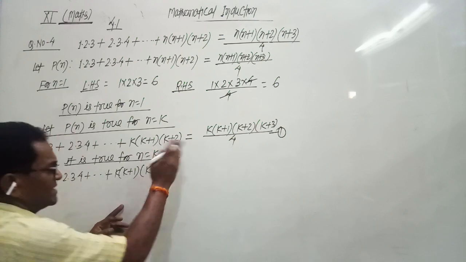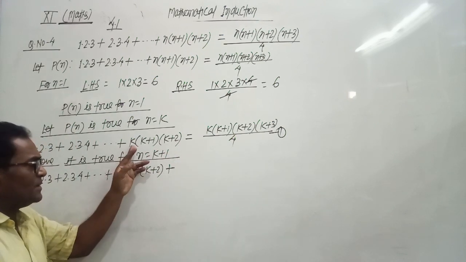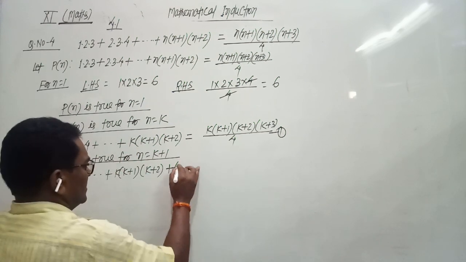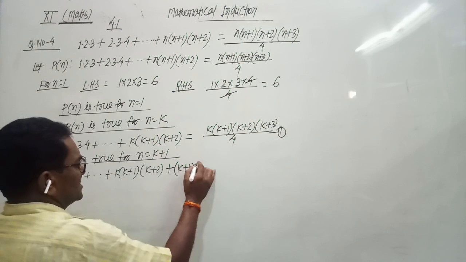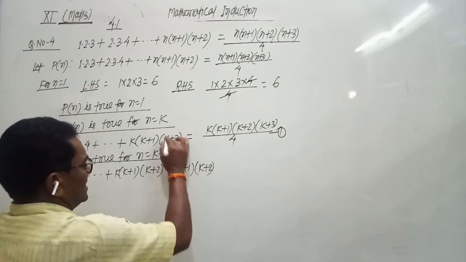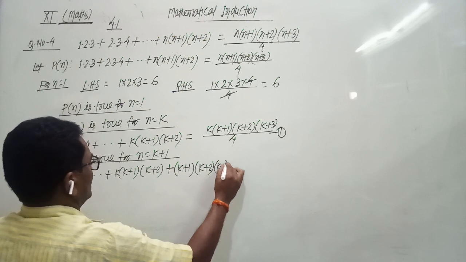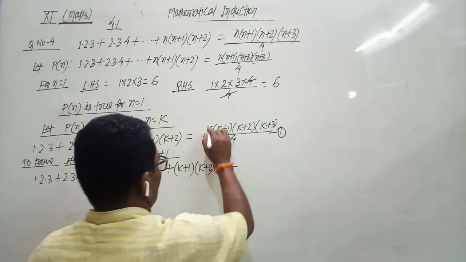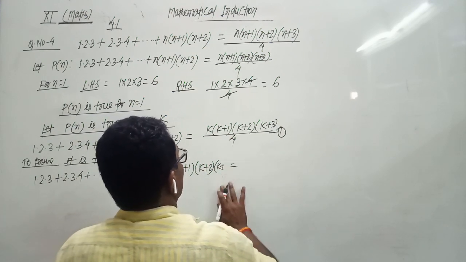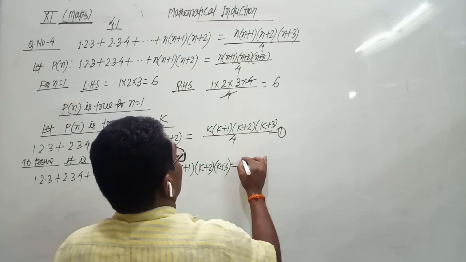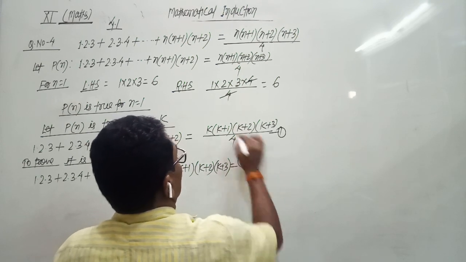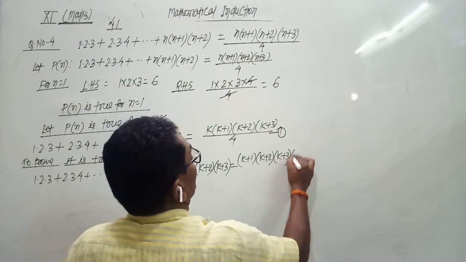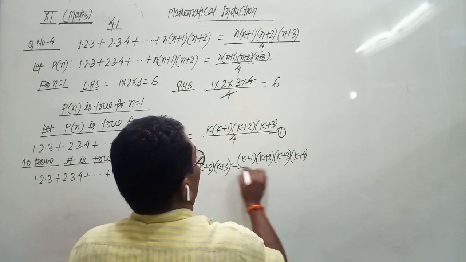Then we have to write the term k plus 1. So in place of k, we will place k plus 1. So this becomes k plus 1, k plus 2 and k plus 3, equals, in place of k we replace by k plus 1, so it gives k plus 1 into k plus 2, k plus 3, k plus 4 upon 4.